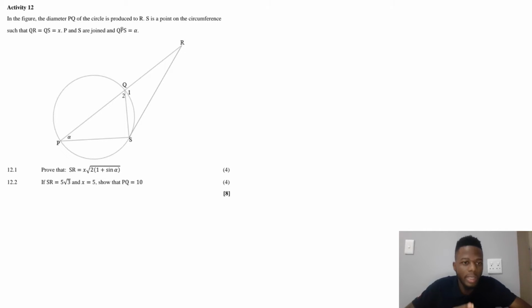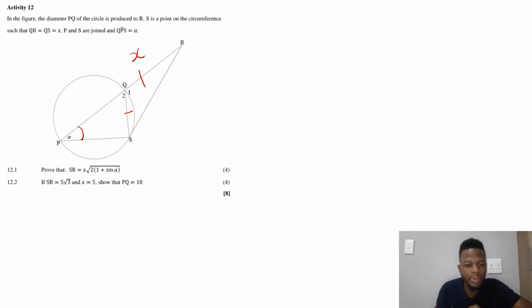So today we are given a figure. In this figure, we have a diameter PQ, which is the diameter of our circle, and we are also given that QR is equal to QS, which is the same as X. It means these two sides are equal. QR and QS are equal to X, and we were also given angle alpha here. So let's check the first question. The first question says prove that SR is equal to X square root of 2 into 1 plus sine alpha.